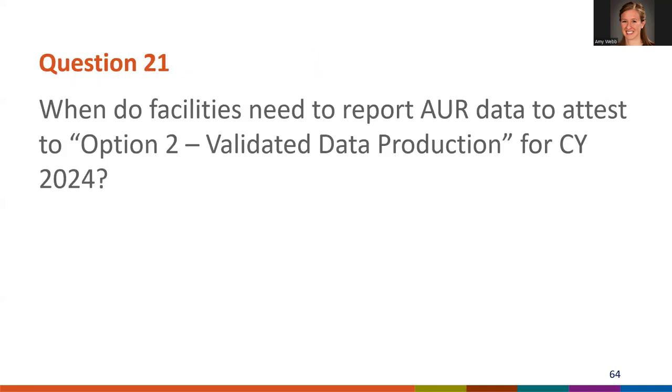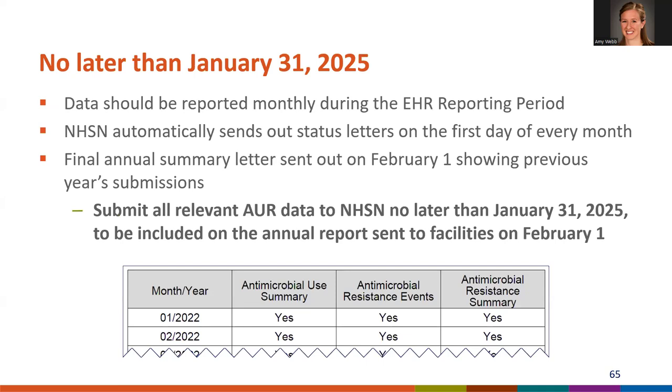So when do facilities need to report AUR data to attest to option 2, validated data production? You need to report your data into NHSN no later than January 31st of 2025. As we've previously mentioned, data should be reported monthly during your EHR reporting period. And NHSN will automatically send out the status letters on the first day of every month showing those yeses and nos for the months and file types that you've submitted.